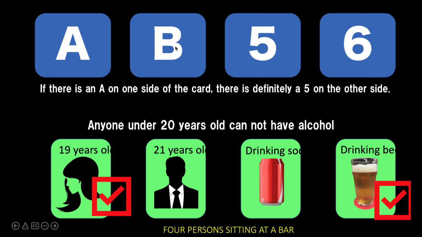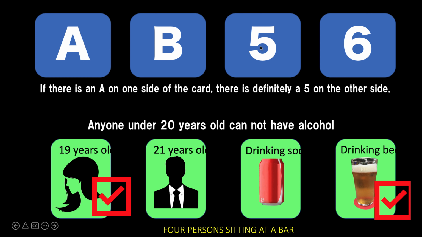Next, for card letter B, this does not concern us because no matter what the number at the back of this card is, it will not affect the veracity of this statement. Now, for the card with number 5, it does not concern us also. The same as the one who's drinking soda, this does not concern us. No matter what the age of the person drinking the soda is, this does not affect the rule.